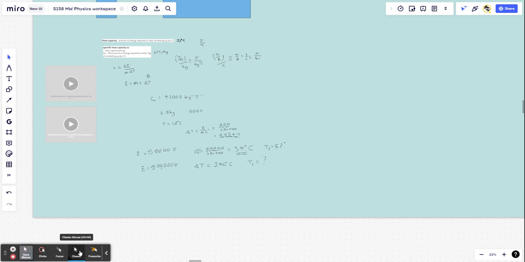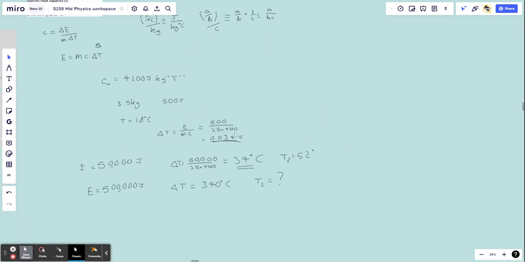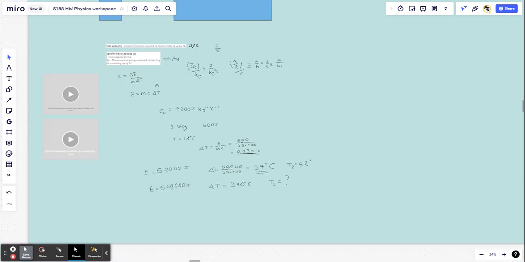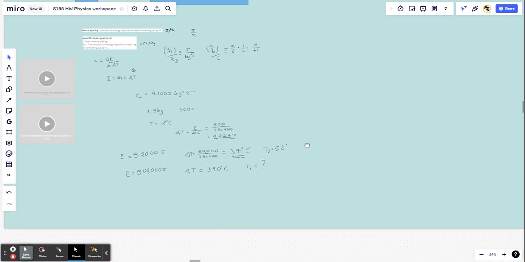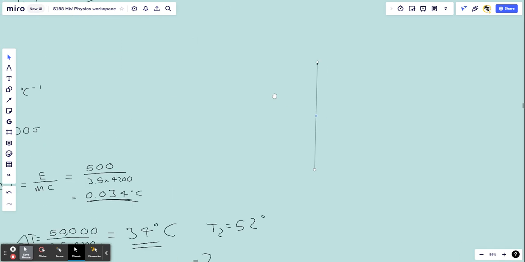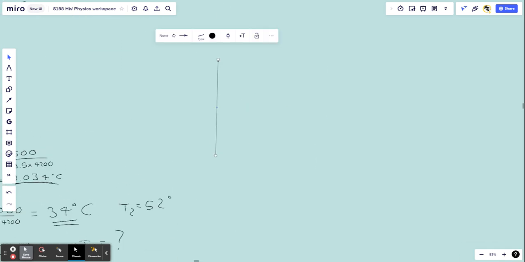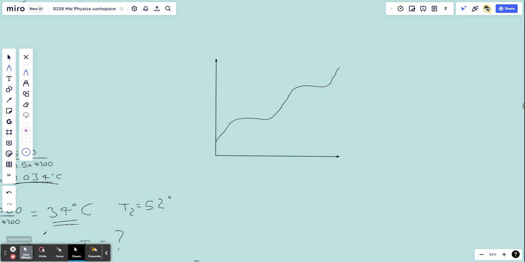Okay, so before we try to answer this question and talk about specific latent heat, I'm going to revise or recap something which you may have done a while ago. I'm going to draw a graph of what happens when you heat up something through its different states of matter. So let me just plot this first, or draw this out, and then we'll discuss it.